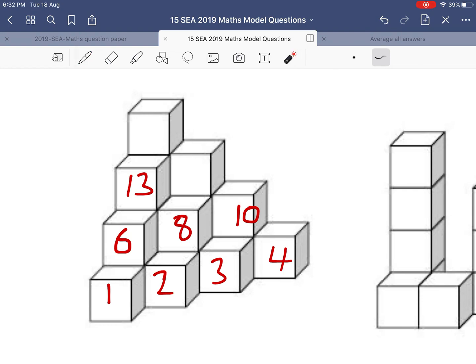Below this block, there are also 2 other blocks. So that's 3 in total in this line. So 13 plus 3 is 16. And below this block, there are 3 levels. So there are 3 plus 1, 4 blocks. So 16 plus 4 is 20.